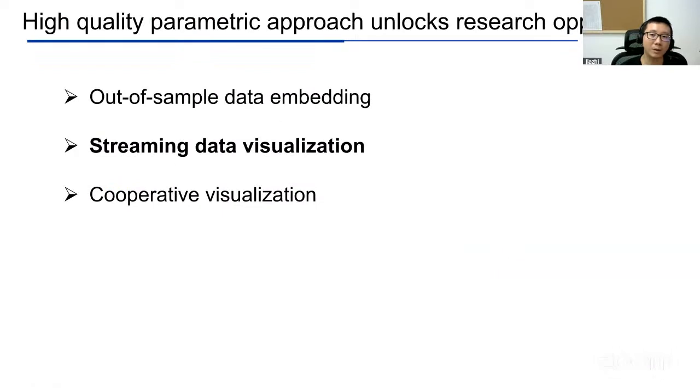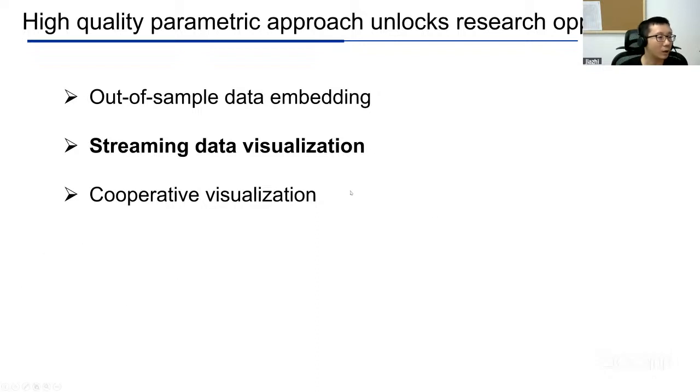With the high-quality parametric approaches, we can unlock many research directions. First, the learned explicit embedding function can be directly used to embed out of sample data. Naturally, we would like to try streaming data visualization based on the parametric embedding approach. Another interesting direction is cooperative visualization. The explicit embedding can be reused and shared. It can provide a shared visual analysis space for distributed high-dimensional data sets.